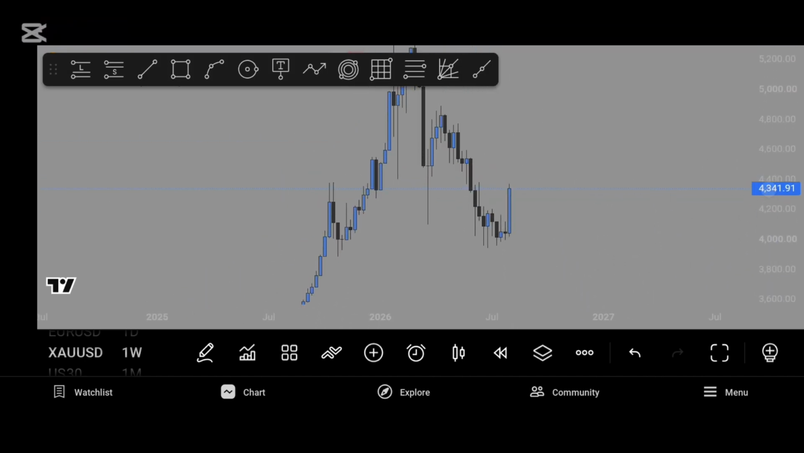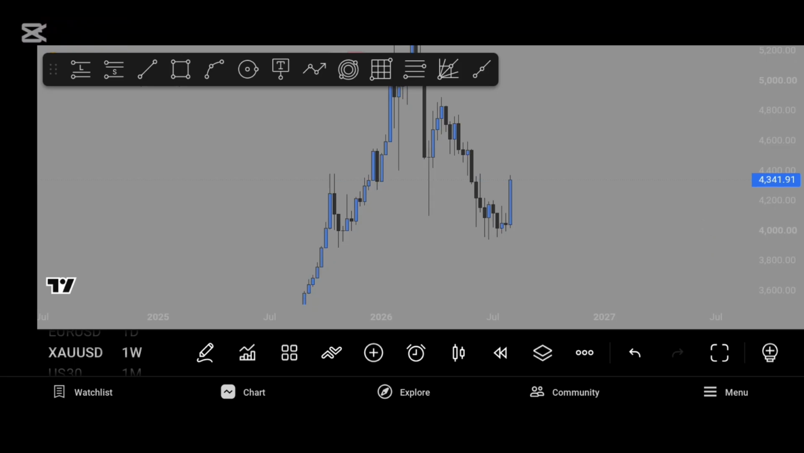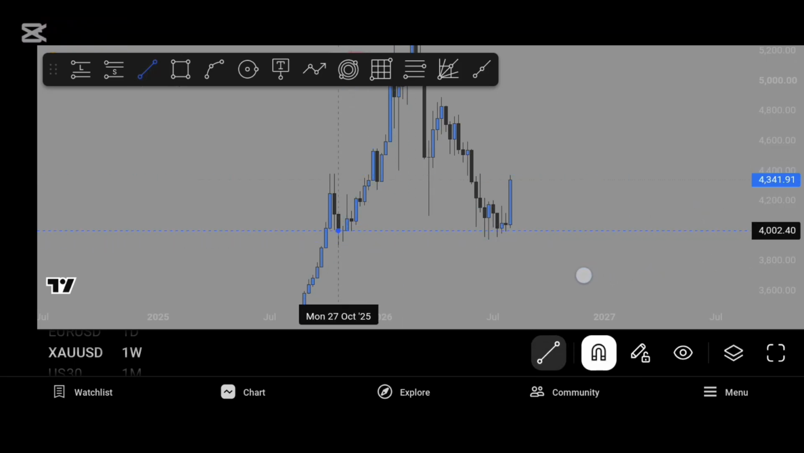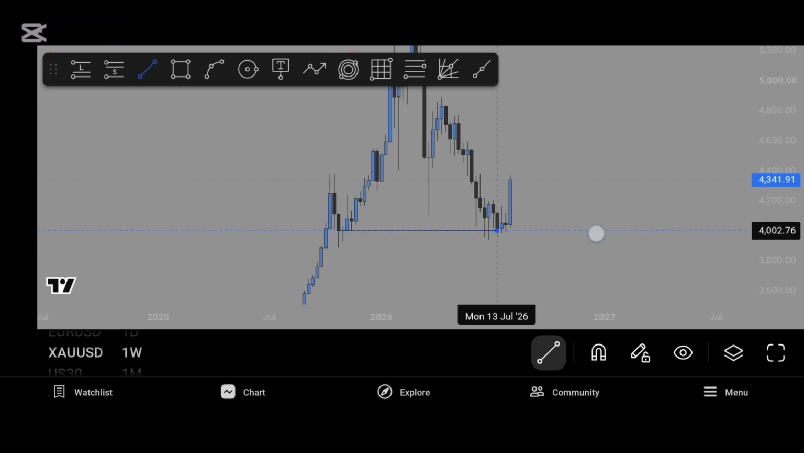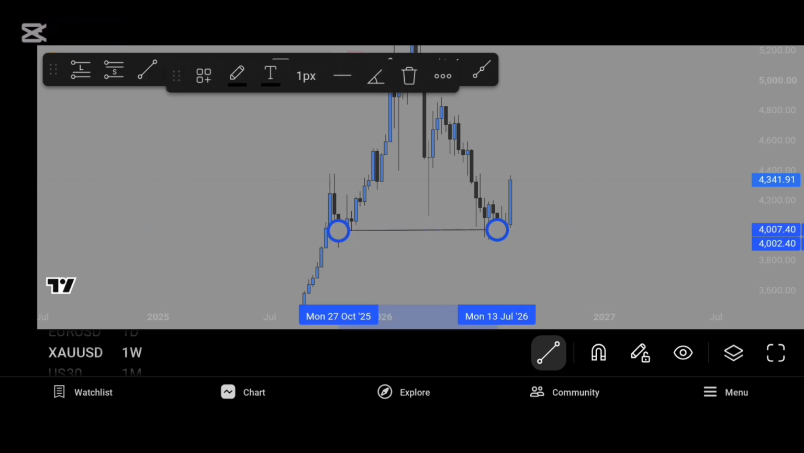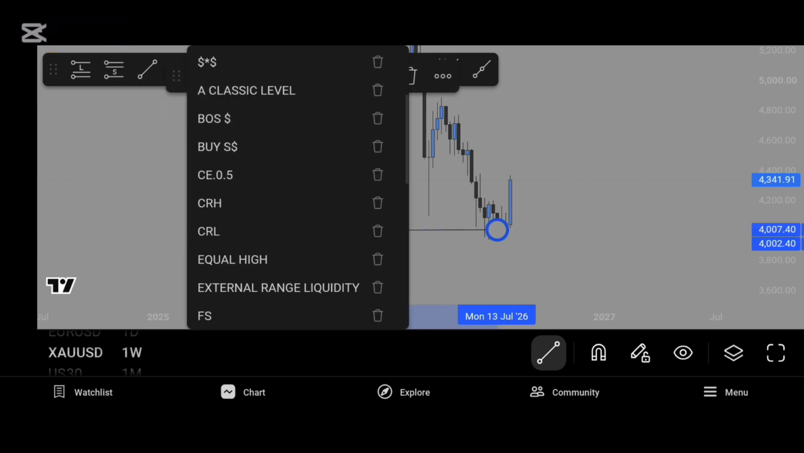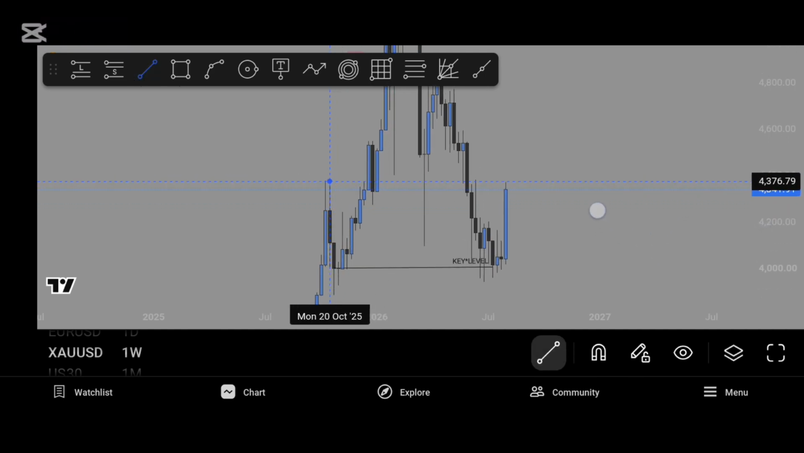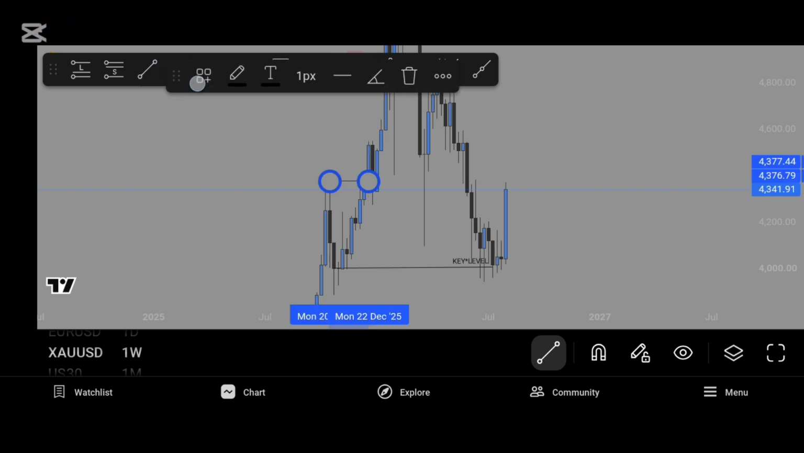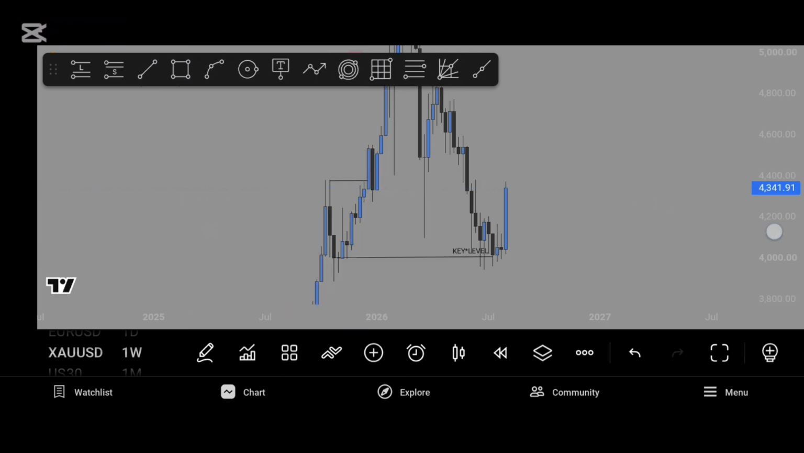Since the market is moving bearish, that means we shall be looking for buy setups here. And that's a key level. We call this zone a key level, and this one we call a break of structure.